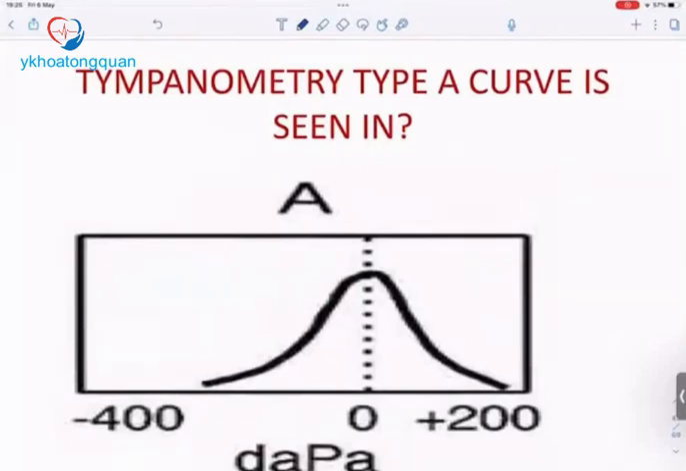So can you read the question, Janet? Tympanometry type A curve is seen in.